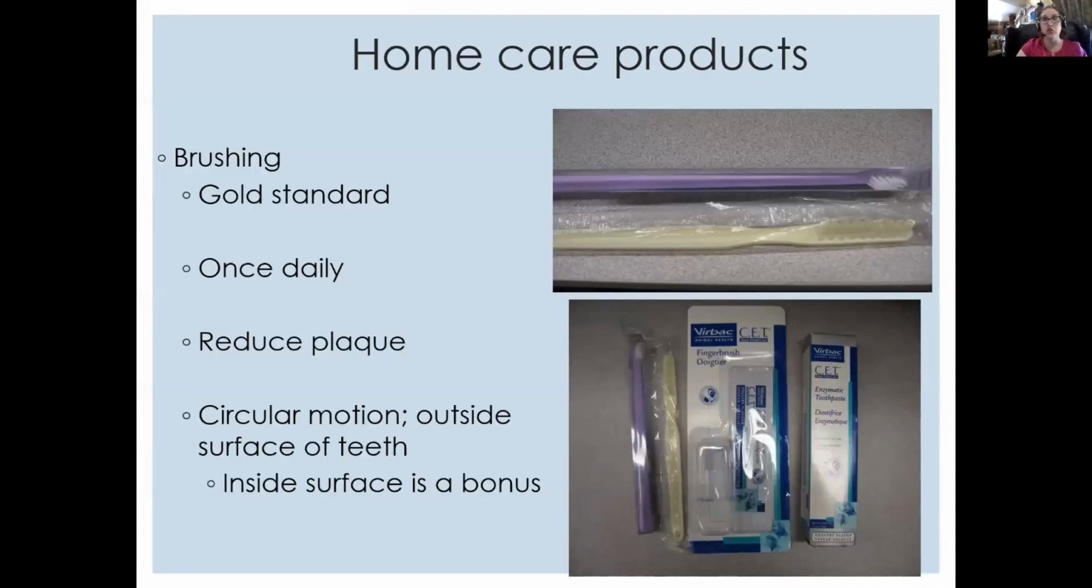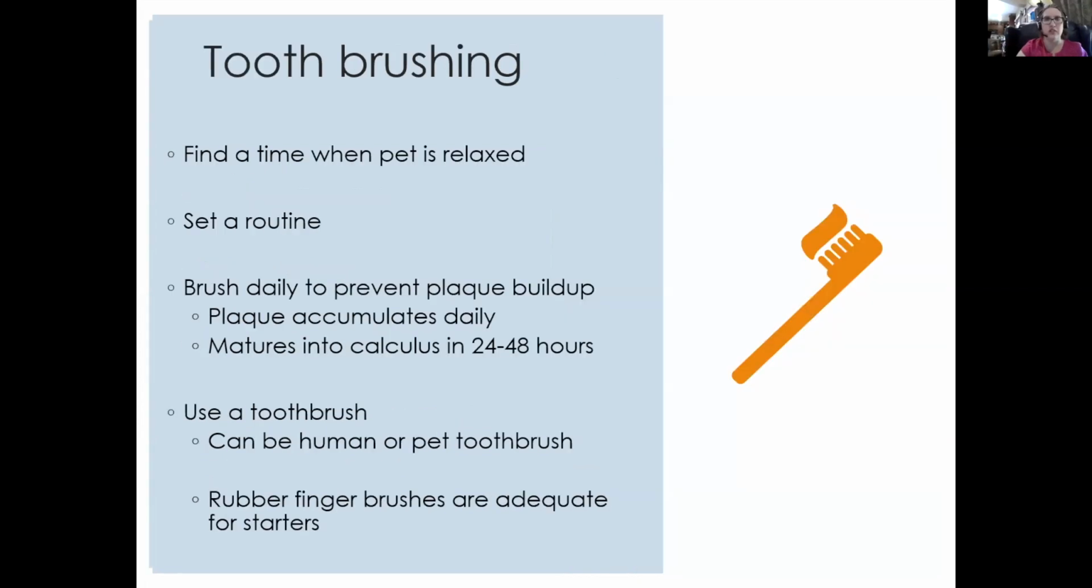So brushing is our gold standard, ideally once a day, and it is truly just to reduce the plaque and the film and the biofilm off the oral cavity. You want to start in a circular motion on the outside surface of the teeth. The inside is a bonus because the little barbs and the little papilla on the tongue usually clean the inside surface. If your pet is tolerant enough that you can brush the inside, that's great, and do it, but concentrate on the outside surface.